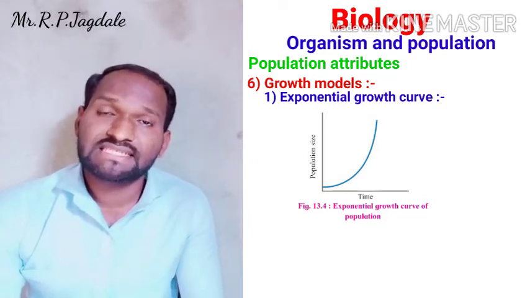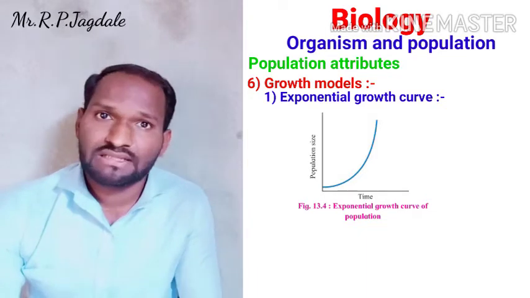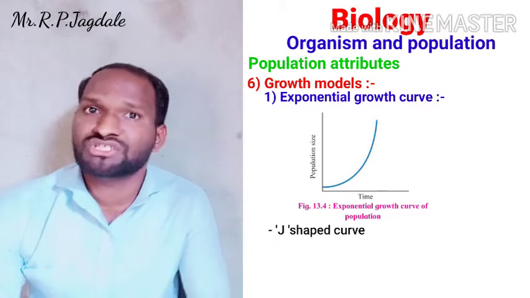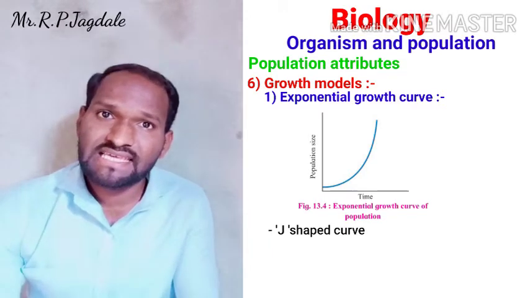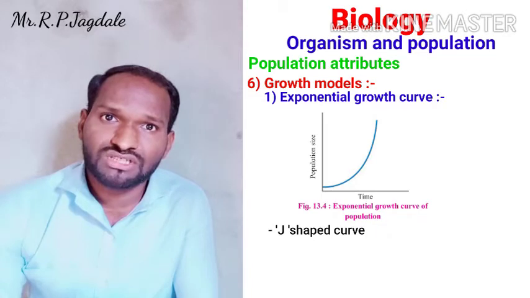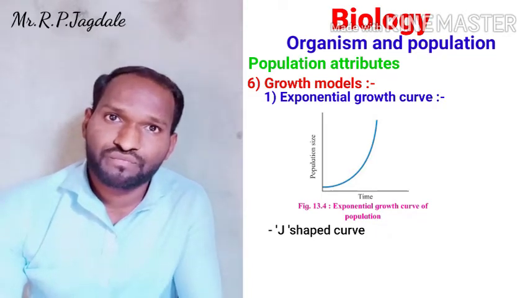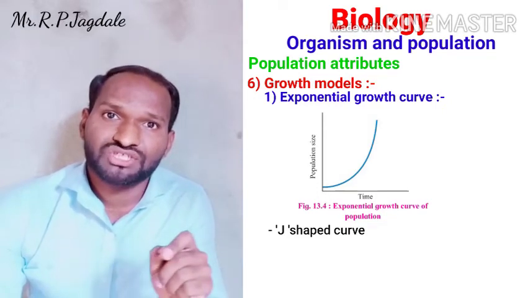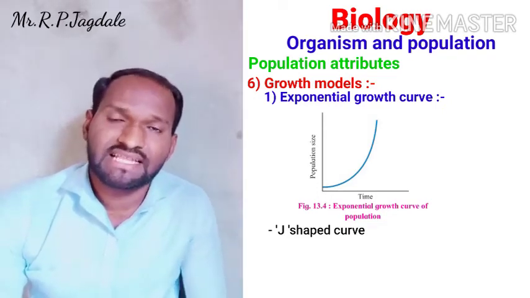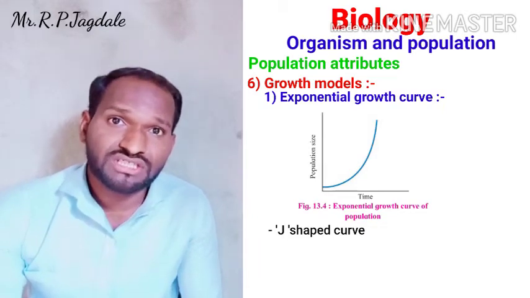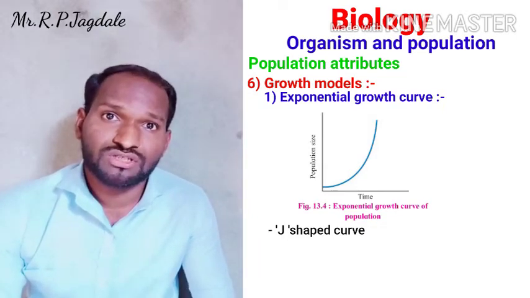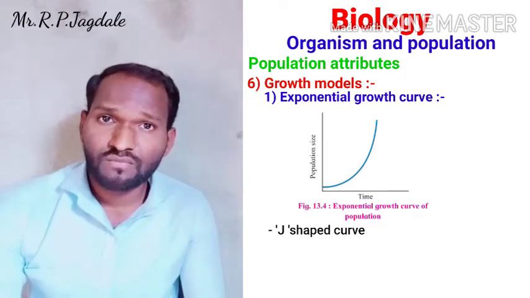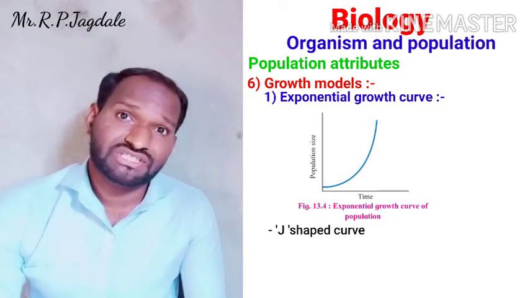This is a J-shaped curve. This graph is plotted against time and population size or population growth. You can see in this graph, initially the population increases very slowly, and after some time it goes exponential, increasing and increasing. That means in exponential conditions, initially population growth is slow, and after that there is an unlimited increase in the population. This is called a J-shaped curve.